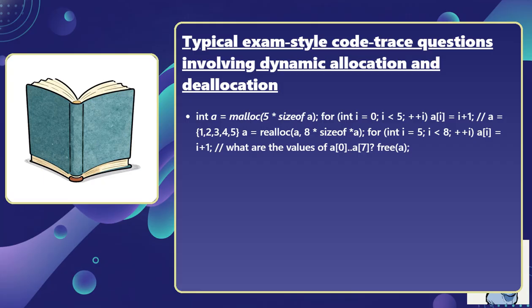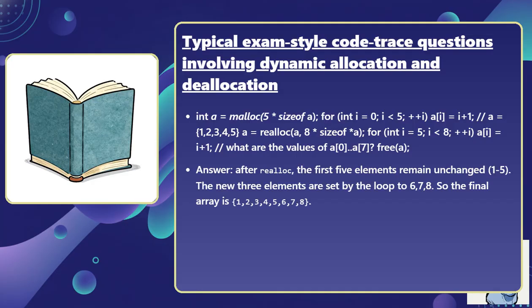a = malloc(5 * sizeof a); for int i = 0; i < 5; i++, a[i] = i + 1. a = realloc(a, 8 * sizeof a); for int i = 5; i < 8; i++, a[i] = i + 1. free(a). After realloc, the first 5 elements remain unchanged, 1 to 5. The new 3 elements are set by the loop to 6, 7, 8. So the final array is 1, 2, 3, 4, 5, 6, 7, 8.